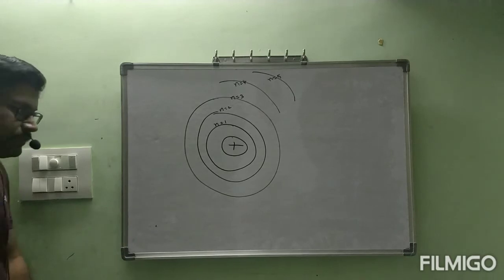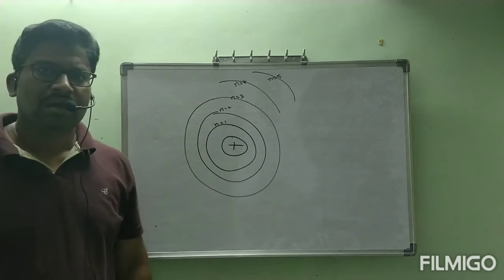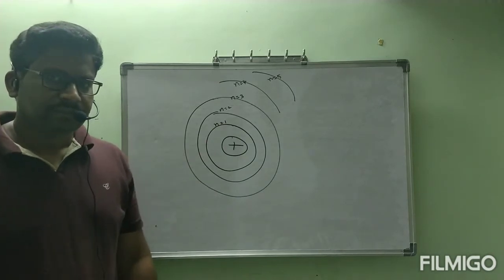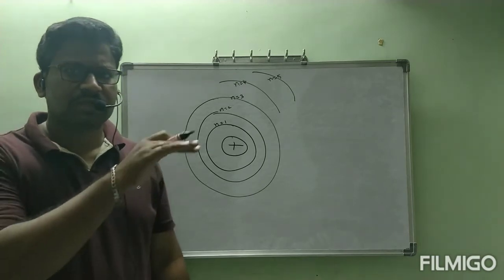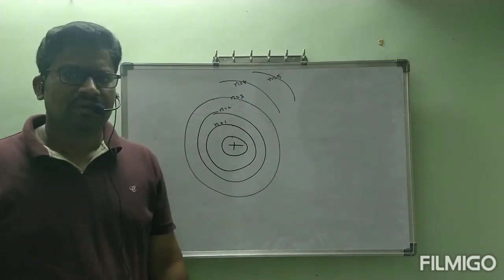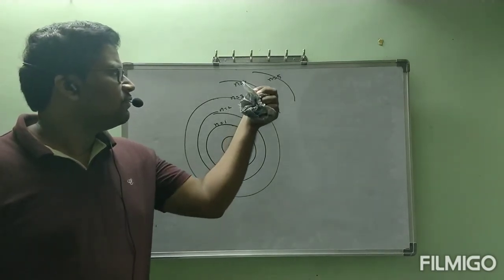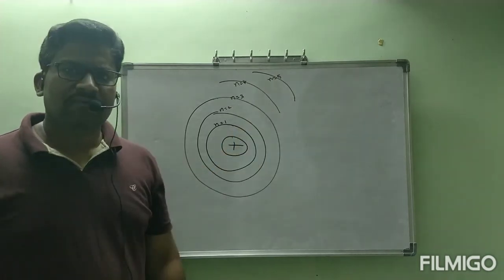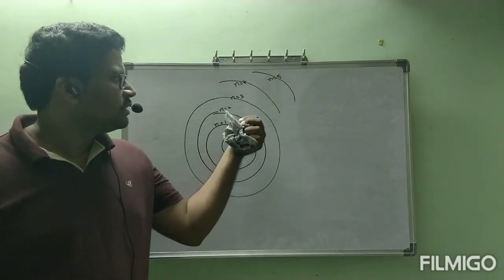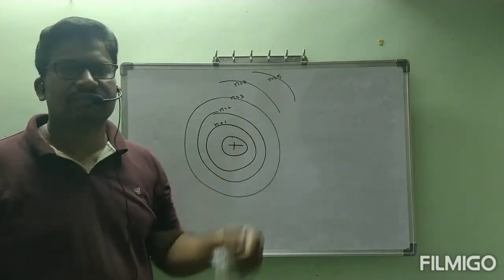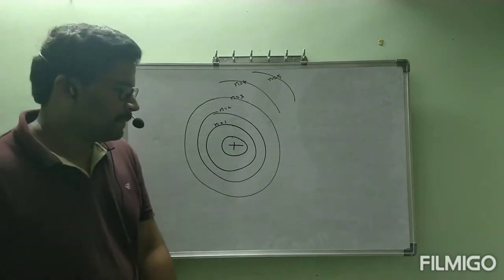Now let us consider these main shells or orbits are like floors. Suppose our school is there. Our school contains different floors. Let us consider first floor, second floor, third floor, fourth floor, fifth floor, like that a 5-floor building. Now, how to remember this easily?